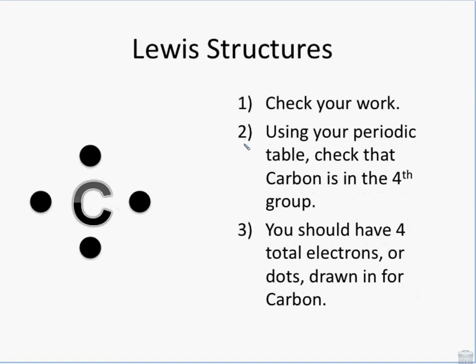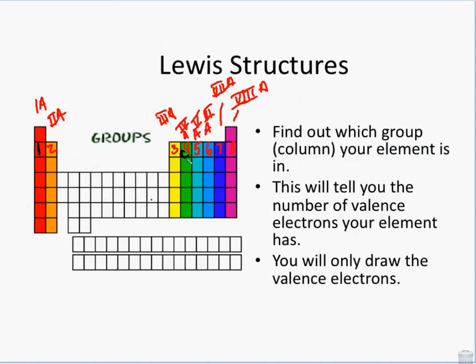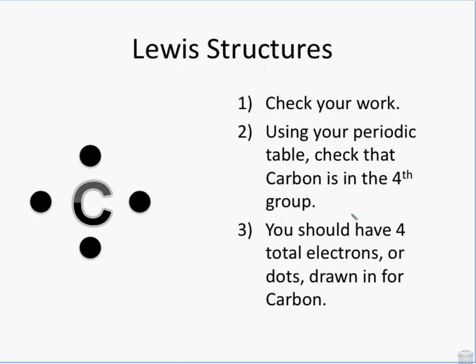Okay, the last thing, we check our work. Did we draw the correct number of electrons? 1, 2, 3, 4. Yeah. Is carbon in the 4th group? Yeah, it's right there, and you can look on your periodic table in your book or at your desk to confirm that. So there we go. That's carbon. That's the Lewis structure of carbon.